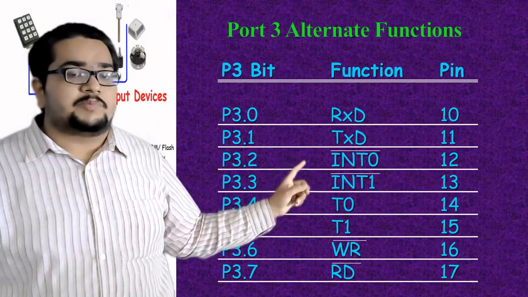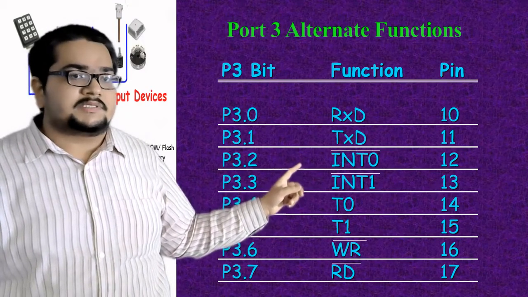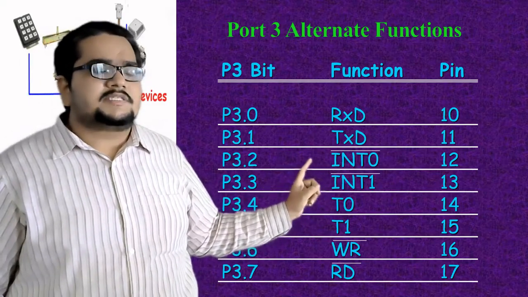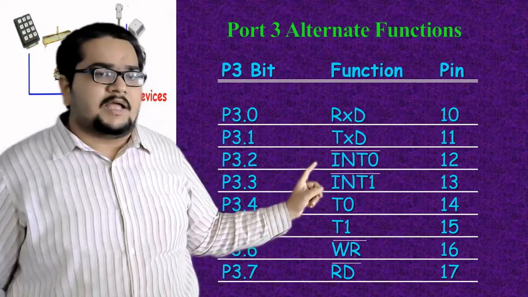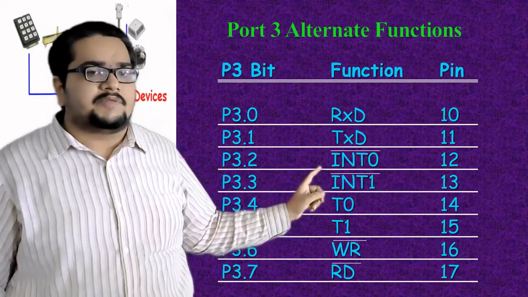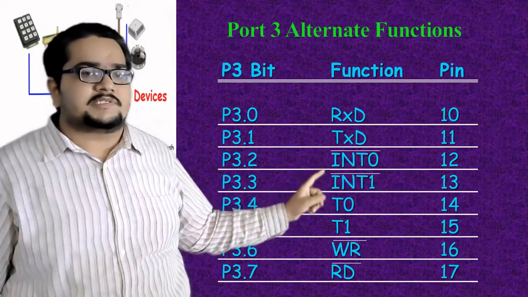Next two pins, pin number 12 and 13, are the external interrupt pins. These are the hardware external interrupt request pins, similar to the INTR pin in the 8086. I'm giving the reference of 8086 every time because we studied that in our previous unit, and it makes our understanding easy when we use those references.